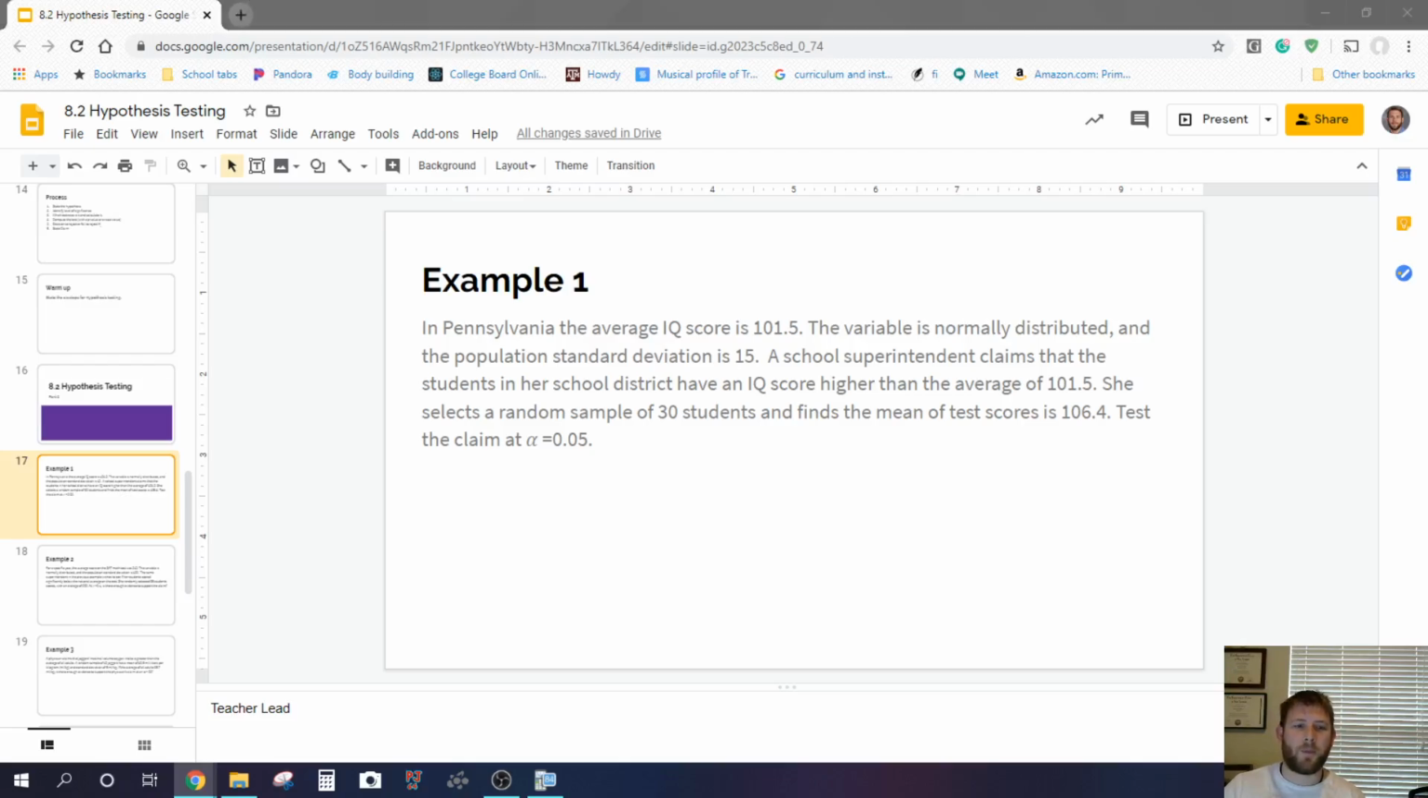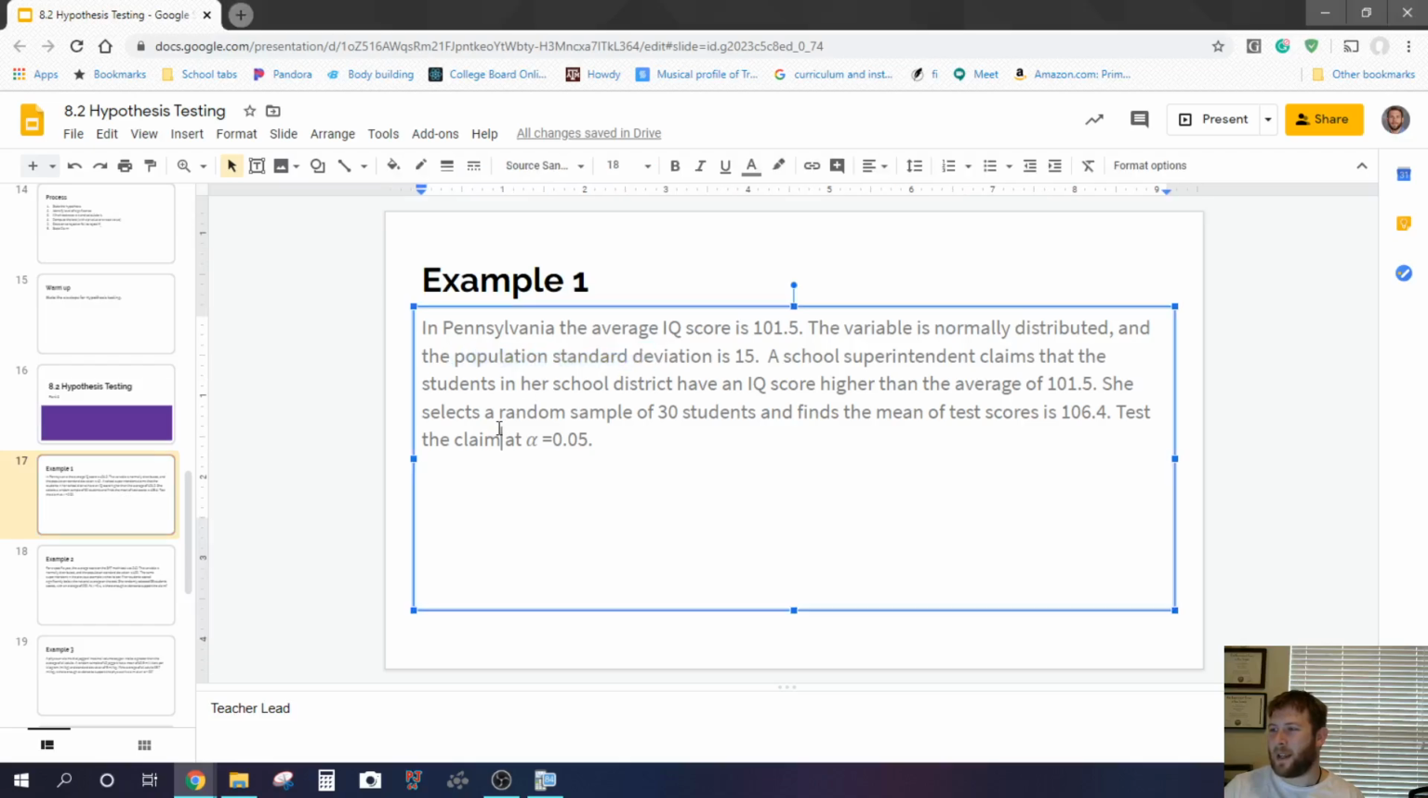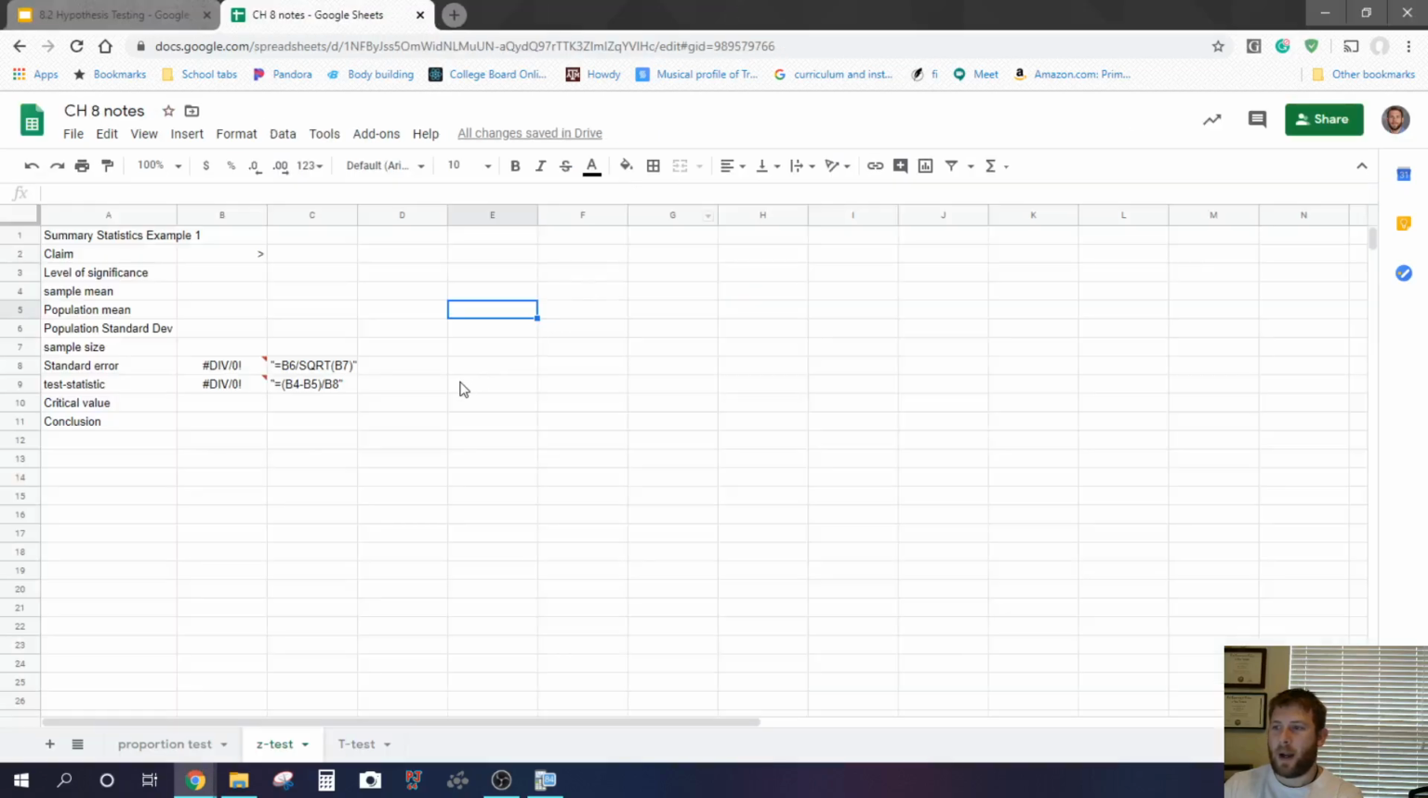Okay, so first thing I notice is the population standard deviation, normally distributed, and our sample size is 30. So we are using a z-test because my sample size is appropriate and I know the population standard deviation. That's a key portion of this. So I have a Google Sheet that I'm going to pull over. Give me a second. Alright, here is my Google Sheet.